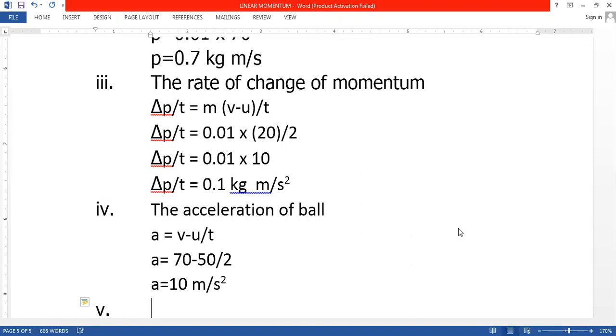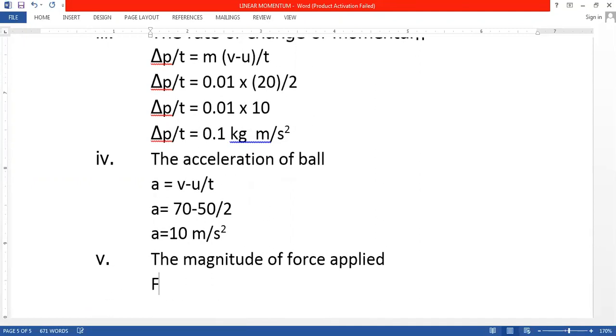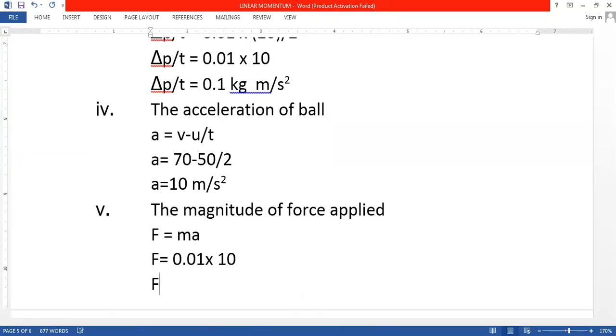Now the last one. Find out the magnitude of force applied. So what's the formula? F is equal to mass into acceleration. Very good, do it quickly. How much is the mass? 0.01 into 10. How much? 0.1 Newton. Yes. Very good, children. Brilliant.